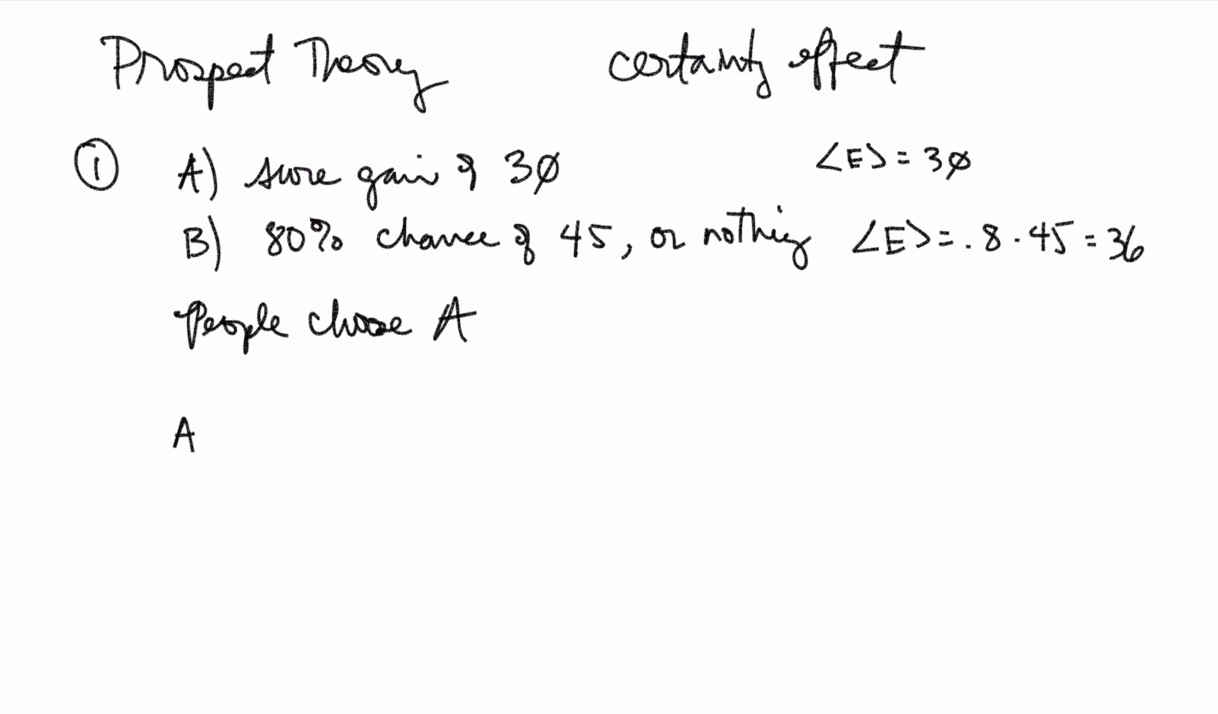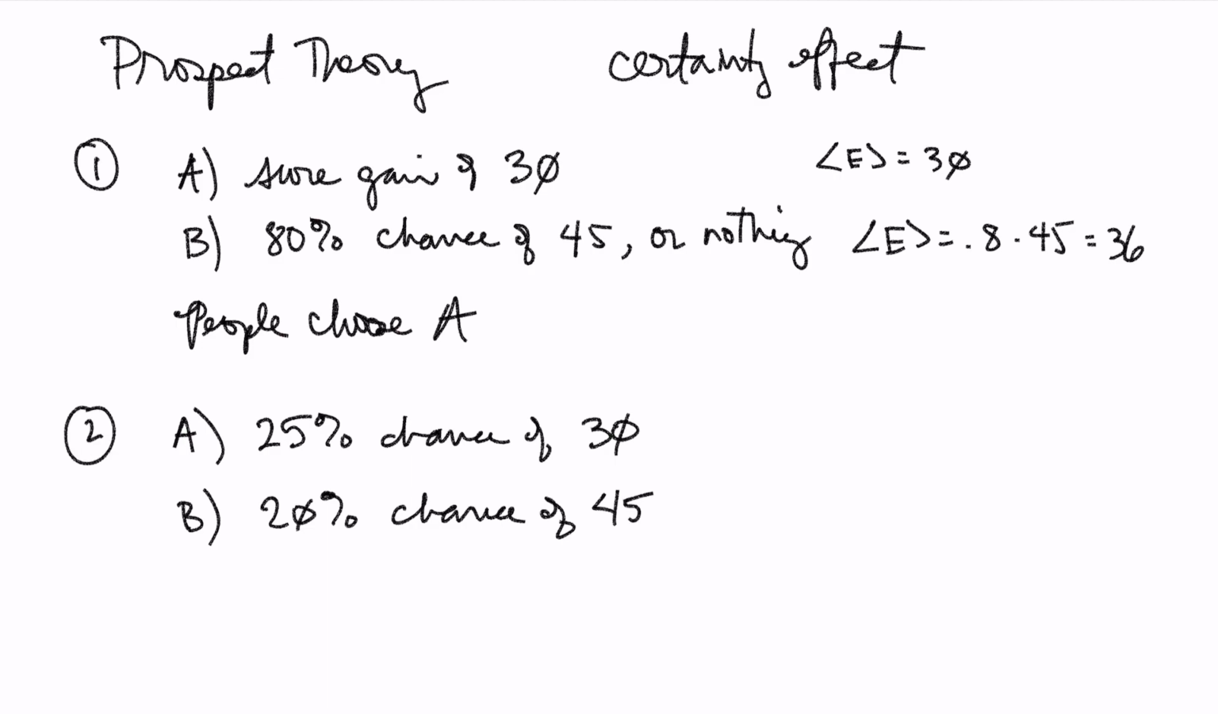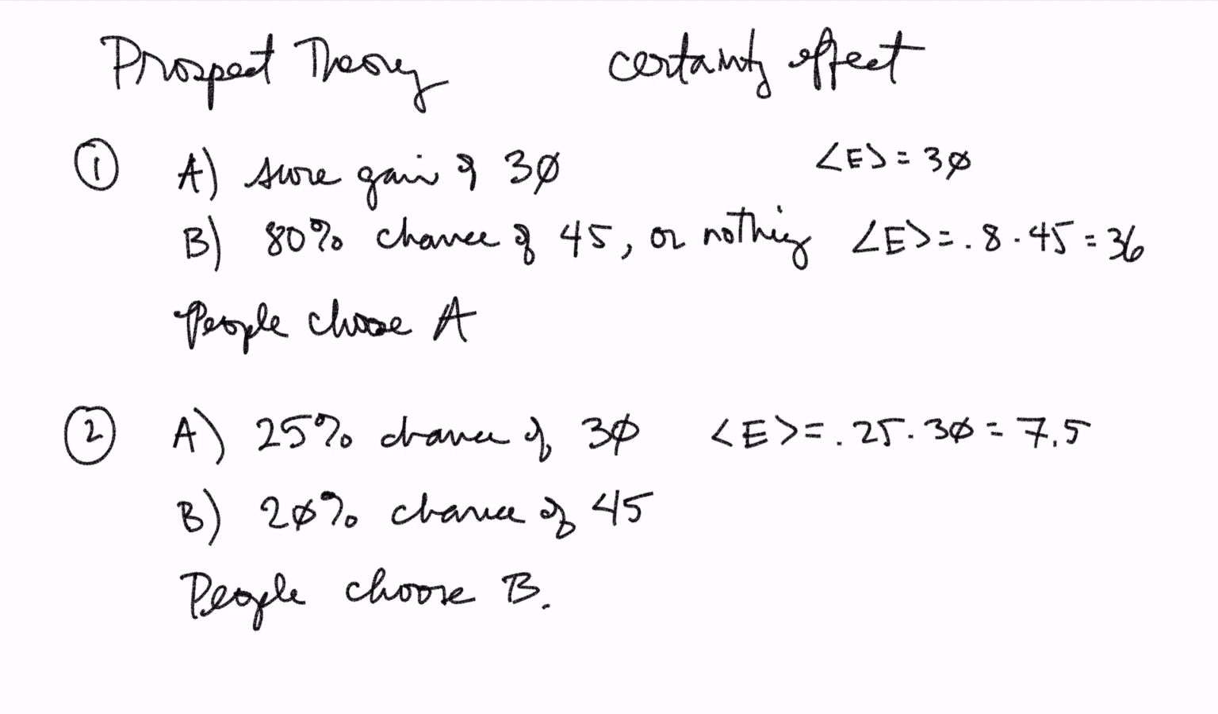If presented, on the other hand, with A, a 25% chance to win 30, and B, a 20% chance to win 45, more participants chose B. With no option of certainty, risk-taking increases, because the expected value of A is 0.25 times 30, which is 7.5. The expected value of B is 0.2 times 45 equals 9. So B was actually the higher value choice. Thus we see that the preferences between A and B flipped in the presence of certainty.